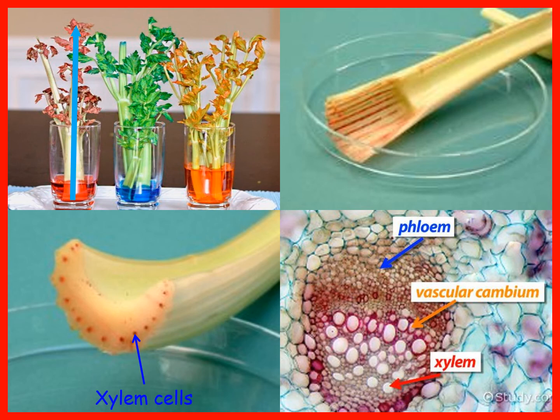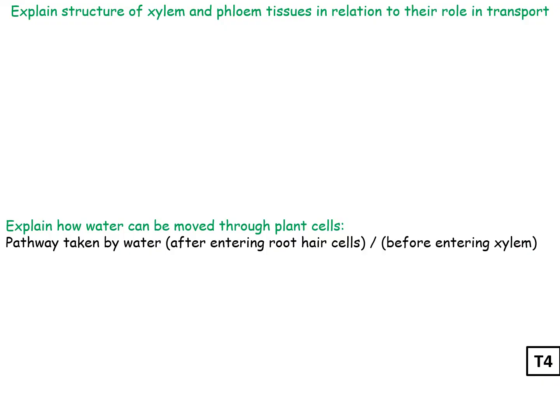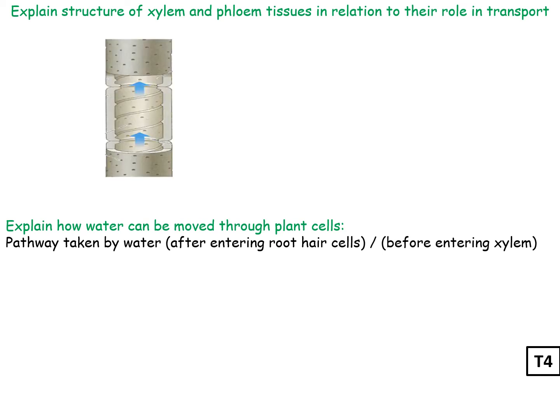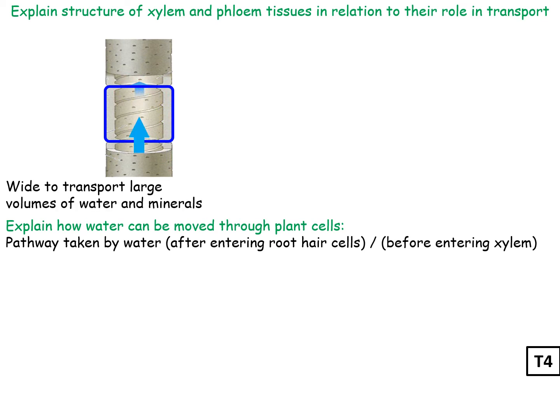And if you look at the xylem cells in the picture at the bottom right, you can see that these cells are much wider in comparison to the phloem, but they are located very close to each other within the vascular bundle. Explain the structure of xylem and phloem tissues in relation to their role in transport. So here is the xylem, and there's one xylem cell, and you can see that these xylem cells are wide, and that transports large volumes of water, but they also contain minerals which are dissolved in the water.